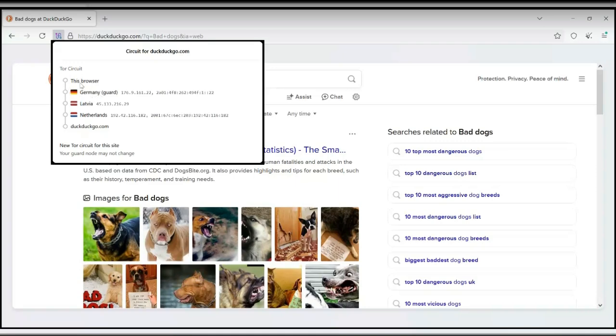Looking at what you're seeing here, look at the Tor circuit. It went from Germany, this is our browser. Our browser is in Nigeria, if I'm in Nigeria. It went from Germany to Latvia. You can see the way the IP address started changing from 176 to Latvia to Netherlands to the DuckDuckGo server. This is where the DuckDuckGo server is. I don't know where the server is situated.